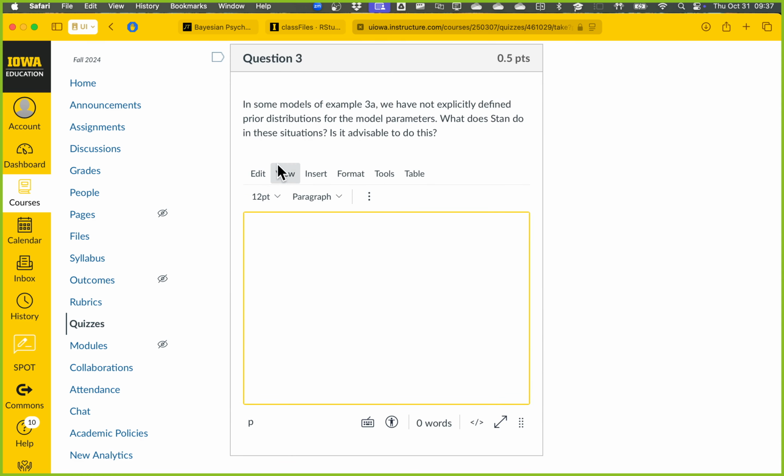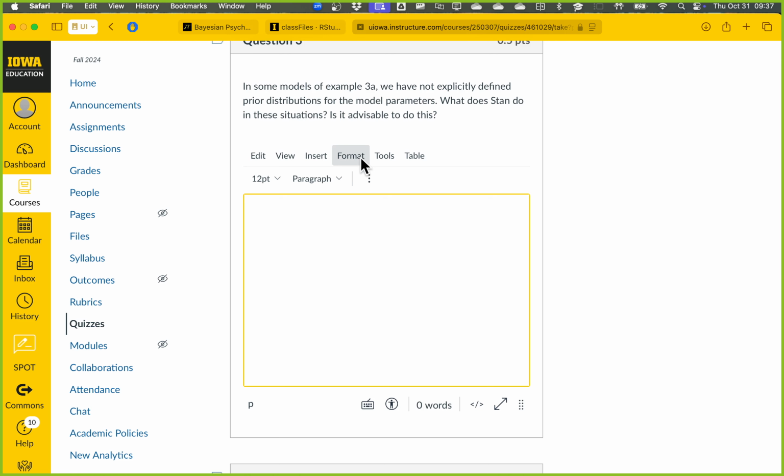All right, number 3. In some models of example 3a, we have not explicitly defined a prior distribution for the model parameters. What does Stan do in these situations? Defaults to uniform. Is it advisable? I try not to get too much into the weeds on priors.